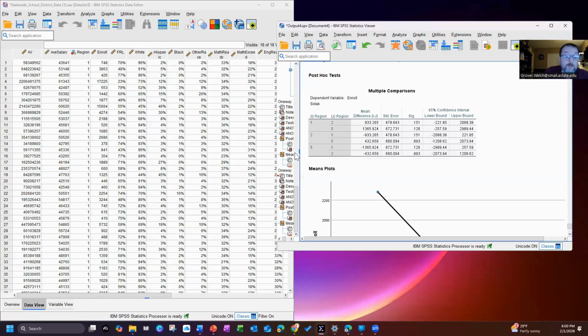The p-value of 0.055 suggests we're approaching significance, which might warrant further investigation with a larger sample size, particularly in Region 5, which only had 23 districts.